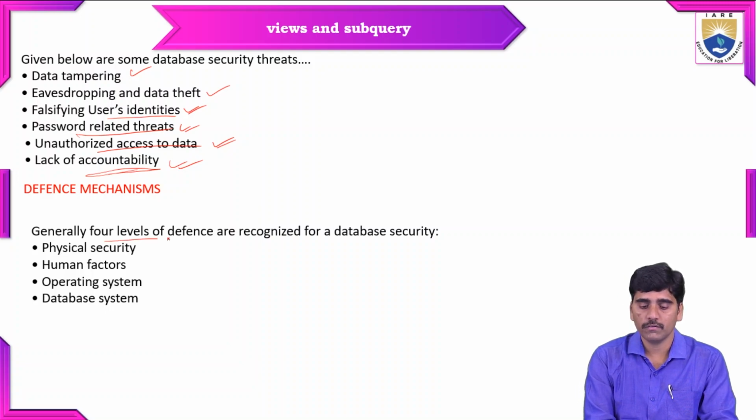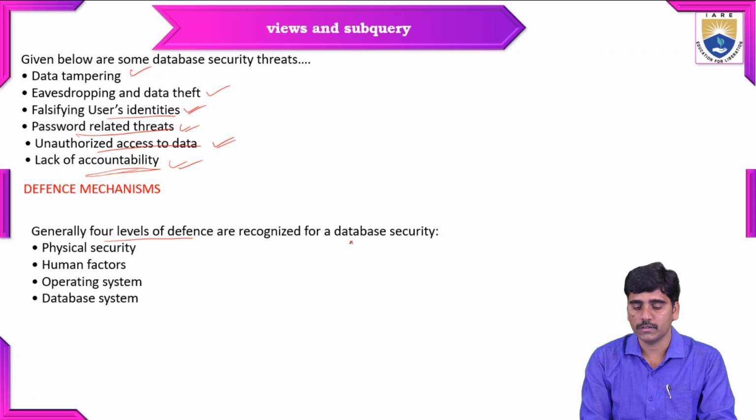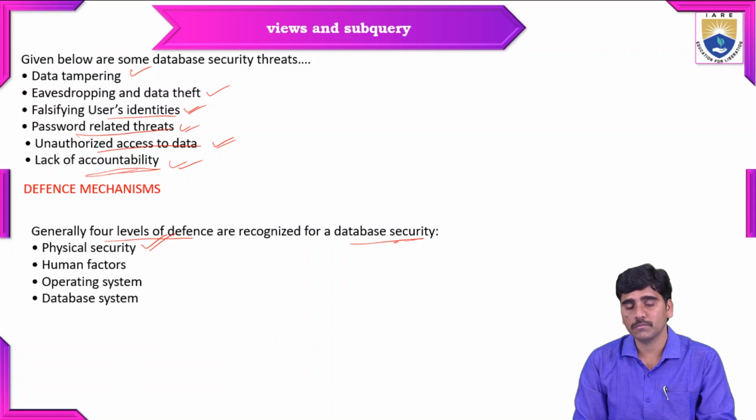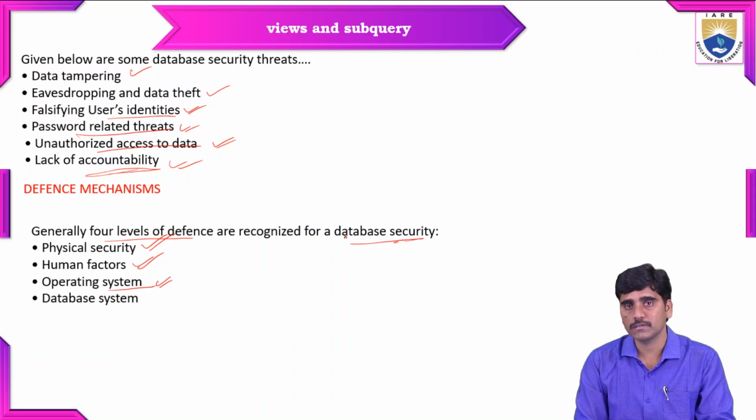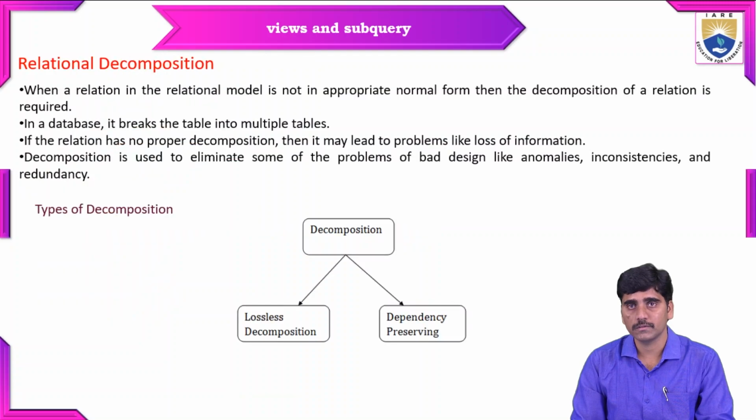Generally there are 4 levels of defense recognized for database security. One is physical security. You need to provide some additional security in a physical way, and of human factors also. The third one is operating system security. Misleading configurations, server configurations, database configurations, operating system configurations, you need to provide in a more secure way. And for the database system also, you need to design the software in a secure way. So these are all the defensive mechanisms.